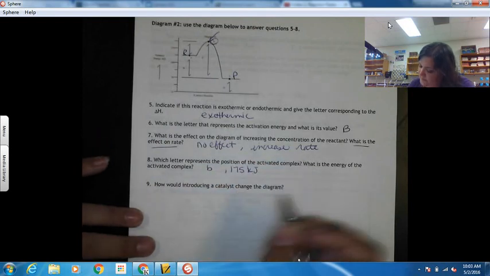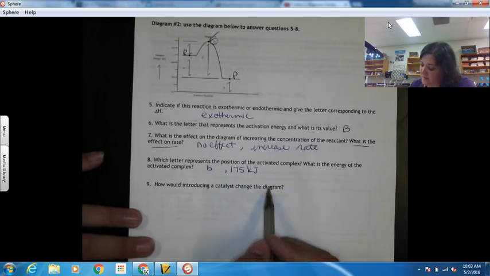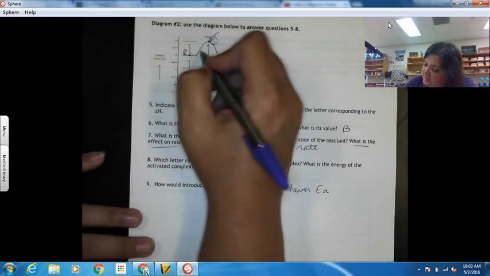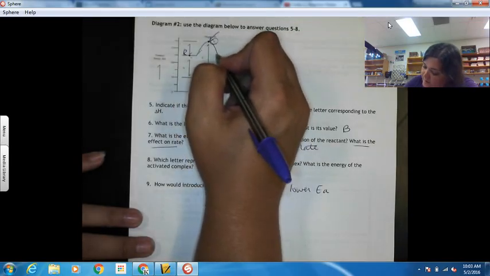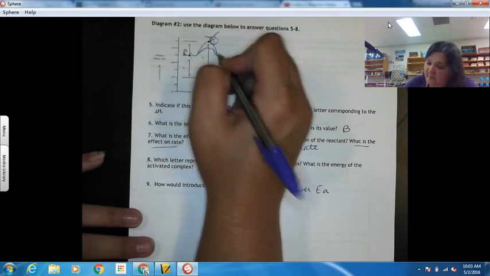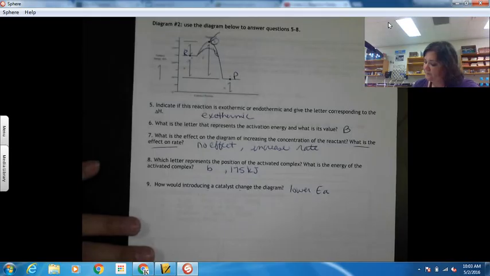Okay. And how would introducing a catalyst change the diagram? Again, it would lower the activation energy, which means it lowers the hill. So if I were to draw that on here, I would have a lower hill, like so. And that concludes this lesson.